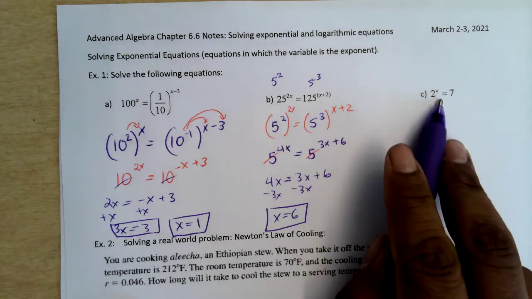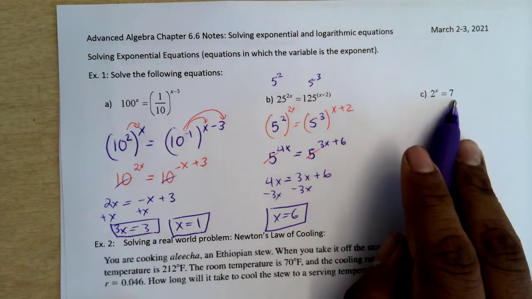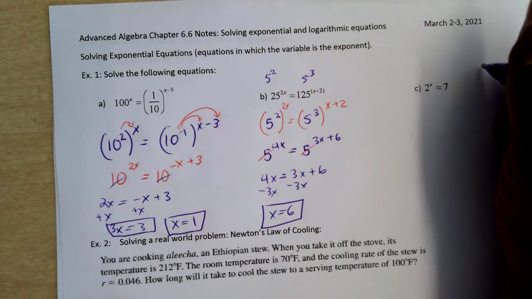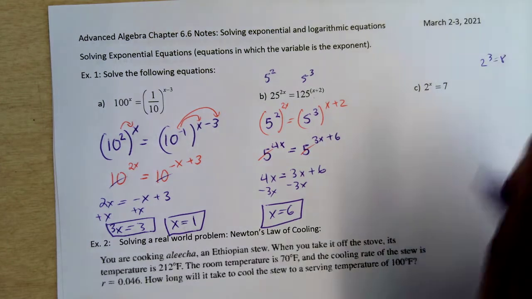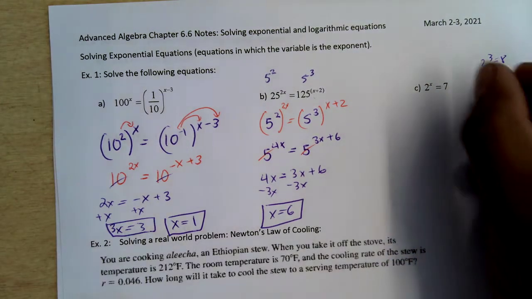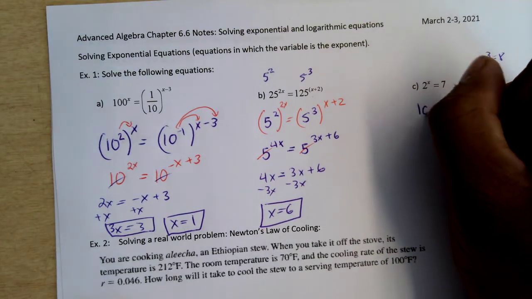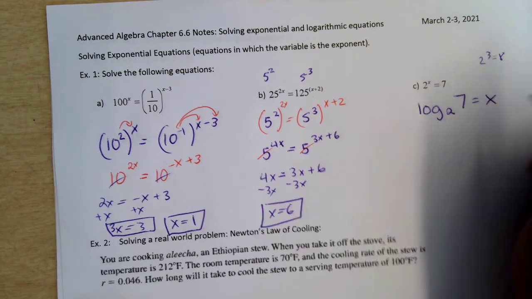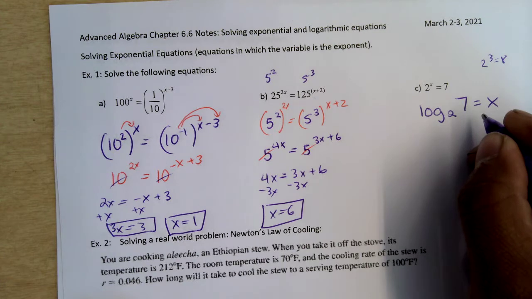Well, this one we have an issue. There's no power of 2 that's going to get me 7. I know that's going to be maybe a little less than 3, because 2 to the third is 8, right? So that's kind of my expected answer. What's great is I could do something like this. I could say log base 2 of 7 equals x. That gets my exponent by itself.